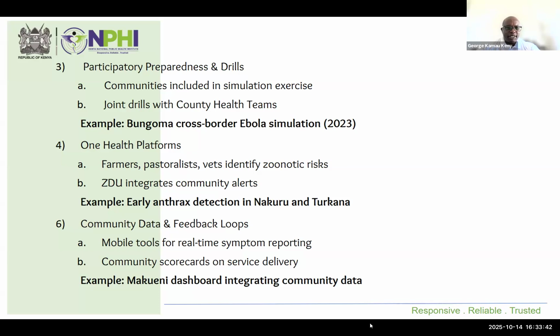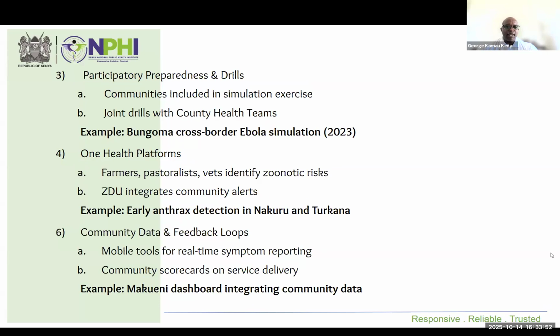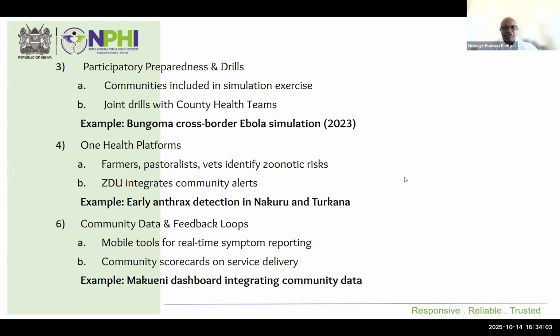So the other thing is community data and feedback loops. This is quite important, where we have mobile tools for real-time symptom reporting and community scorecards on service delivery, where you're able to say how the community is performing. And this example is in Makueni, another county, where we have a dashboard integrating community data, and we are able to get real-time feedback on the same. Next slide, please.